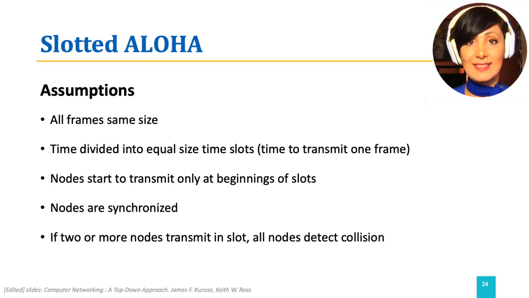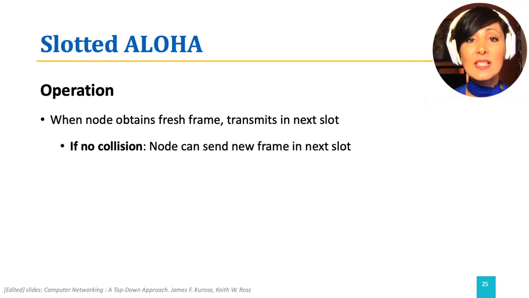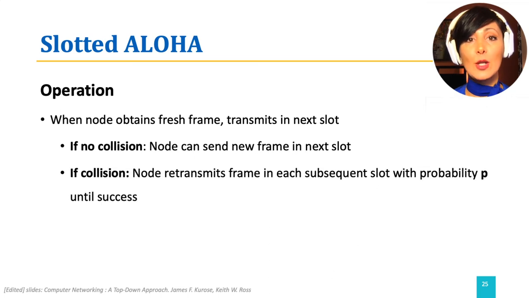If two or more nodes transmit in the same time slot, all nodes, including those sending, are able to detect the collision. With this setting, when a node has a fresh frame to send, it will use the immediate next time slot to send it. It will wait until the beginning of that next time slot and use the full channel capacity to send out the frame. Now, if there is no collision, the transmission has been successful. A node can move on to preparing the next frame if it has more to send. If there was a collision though, the node detects the collision in the same time slot. It knows transmission has failed.